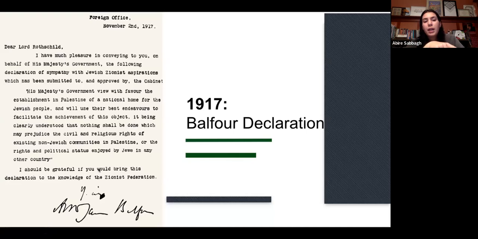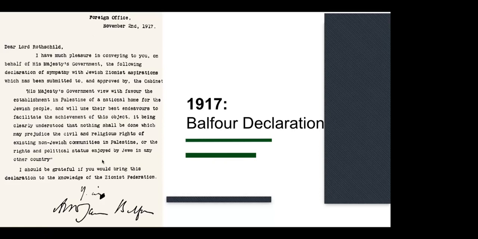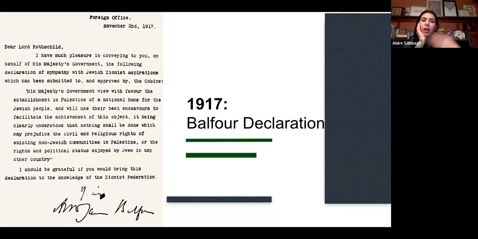Are there any parts of this letter that stick out to any of you, maybe a couple of words or a sentence or two that you think are interesting? I think where it says it being clearly understood that nothing shall be done which may prejudice the civil and religious rights of existing non-Jewish communities in Palestine, because that's kind of exactly what happened when they entered. Yeah, it says not to prejudice anyone else's rights, but they completely did not listen to that. So from the beginning, we can say Israel has never really listened to what people have asked in international law and things like that, which it still doesn't.